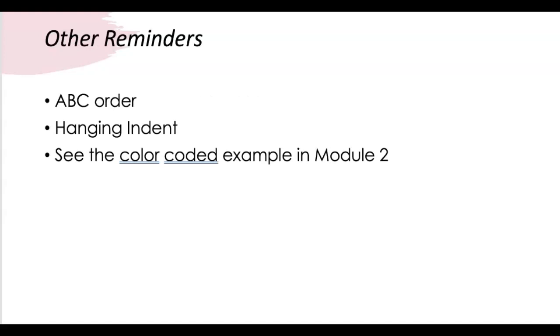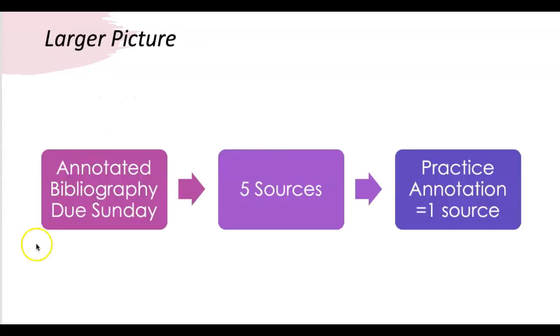Some other reminders when looking at the larger annotated bibliography as a whole. Your citations should be in alphabetical order by author's last name, and all of those citations should have a hanging indent, and everything should be 12-point Times New Roman, double spaced. And for further clarification about what the annotated bibliography is supposed to look like, there is a color-coded example in last week's module in annotated bibliographies where I provide you a sample of what that looks like.